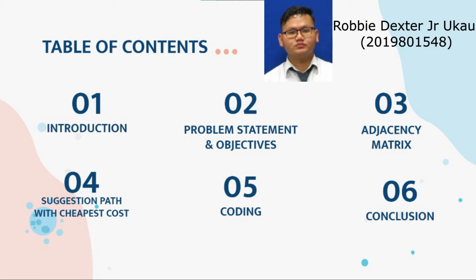Here is the table of contents that we will be focusing on in today's presentation. For the first one, introduction. Second is problem statement. Third, the adjacency matrix. Fourth, suggested path with cheapest cost. Next is the coding, and finally conclusion.